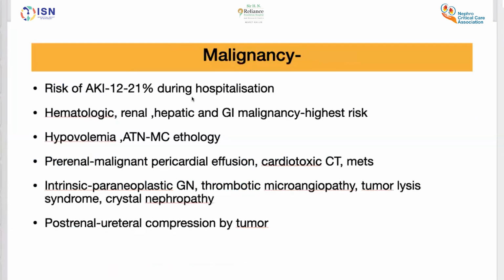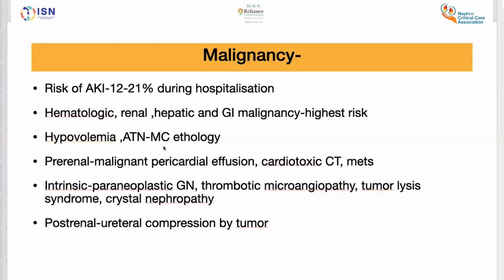Malignancy and acute kidney injury. The risk of acute kidney injury in a malignant patient is almost 12 to 21% during hospitalization. The common malignancies with the highest risk of AKI are hematologic, renal, hepatic, and GI malignancies. In malignant patients, the most common etiologies for AKI are hypovolemia and acute tubular necrosis.